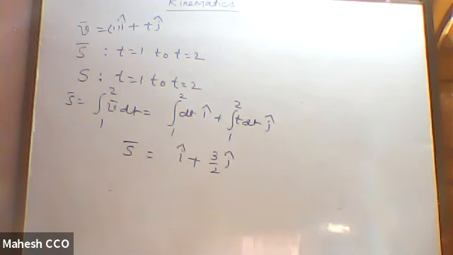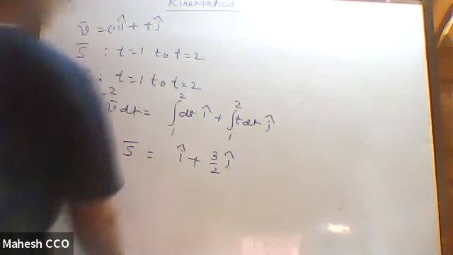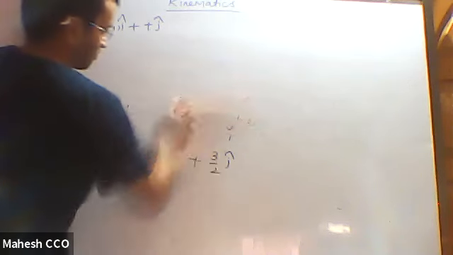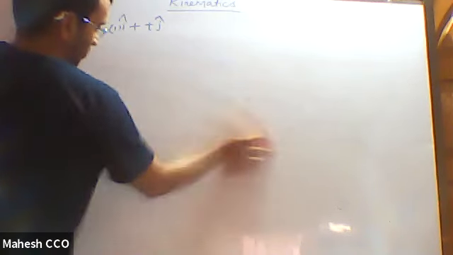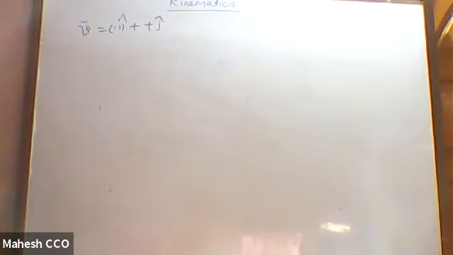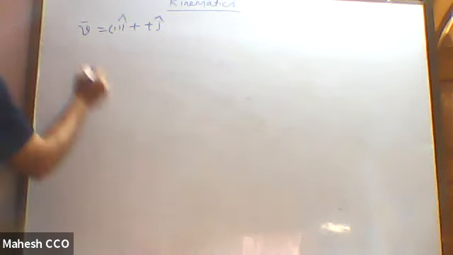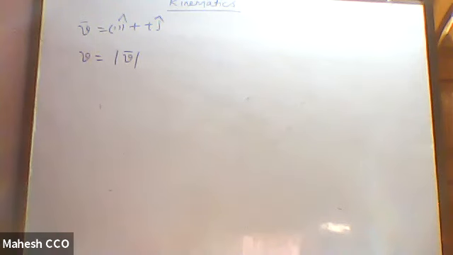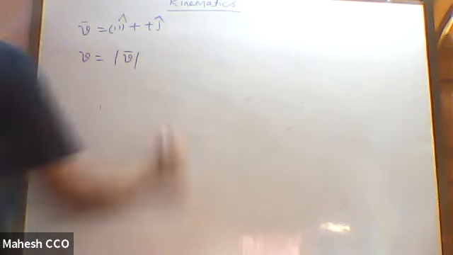Now let us find out the distance. To find out distance, at any time, the instantaneous velocity is given by i cap plus t j cap. Instantaneous speed is nothing but the magnitude of instantaneous velocity, which you can prove mathematically, which I will do a little later, don't worry. Magnitude of instantaneous velocity is what here?